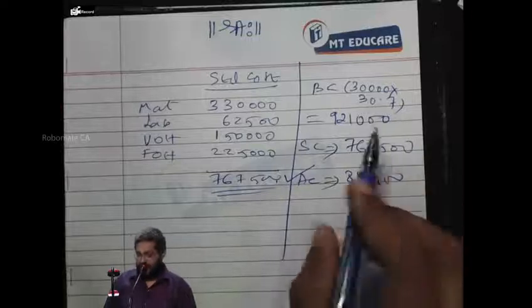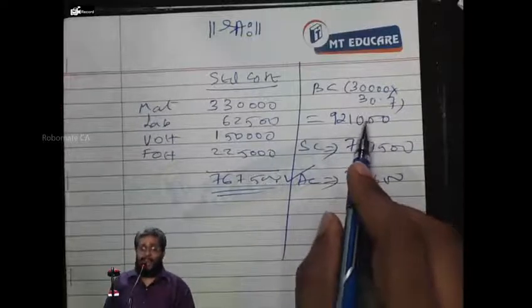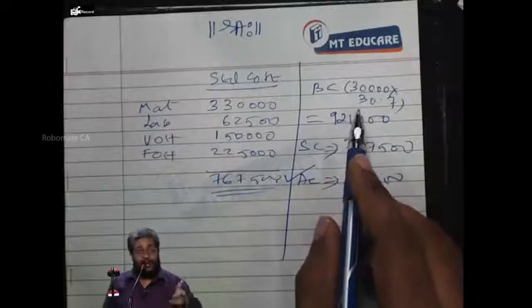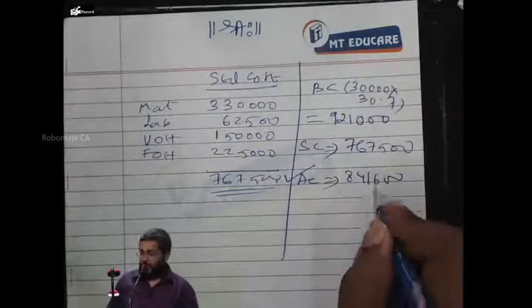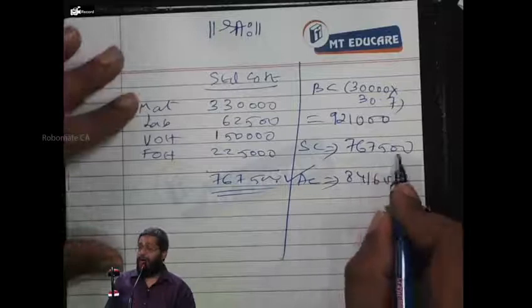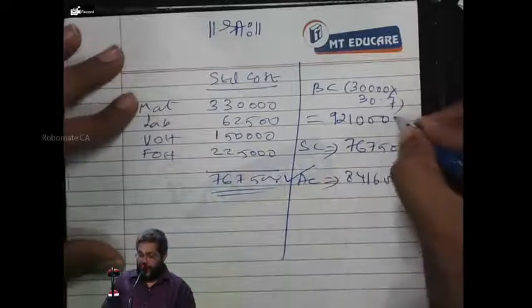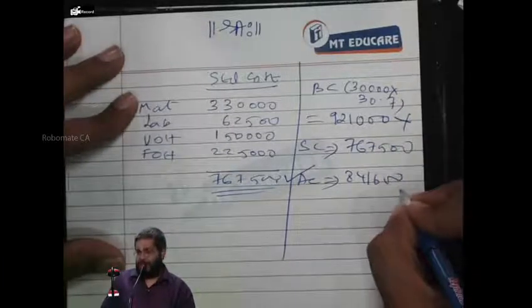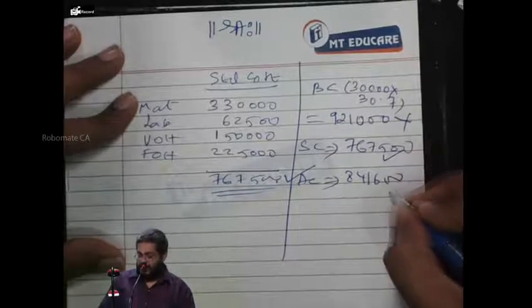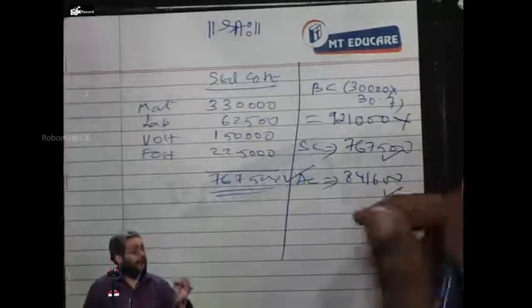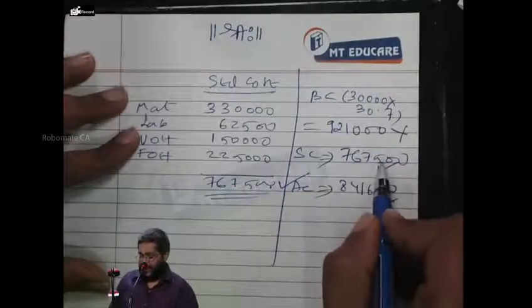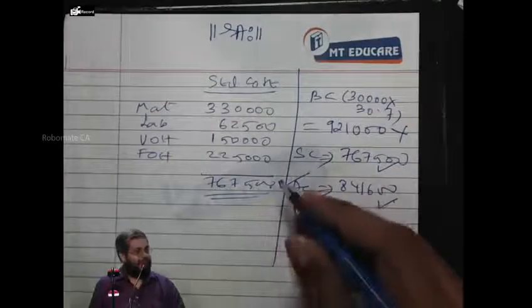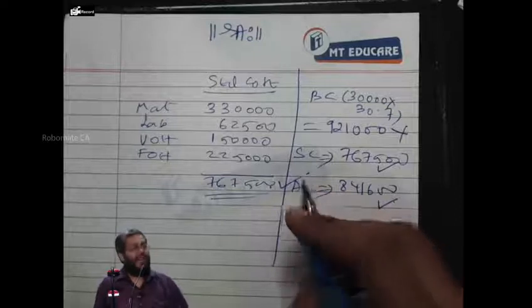Why false? This is the target cost. If I had produced 30,000 units. But I produced only 25,000, that means my cost should only be 7,67,500. I should not compare 9,21,000 but 7,67,500 with 8,41,600. For my 25,000 units, I should have spent 7,67,500. I have spent 8,41,600. Cost variance is adverse.